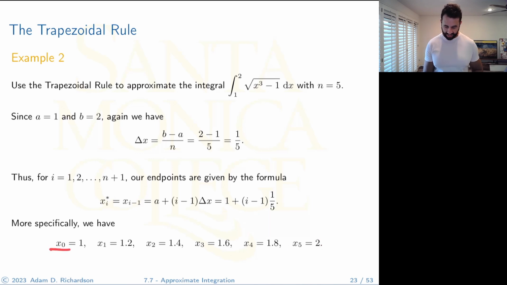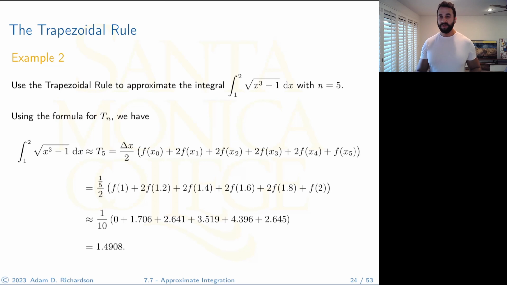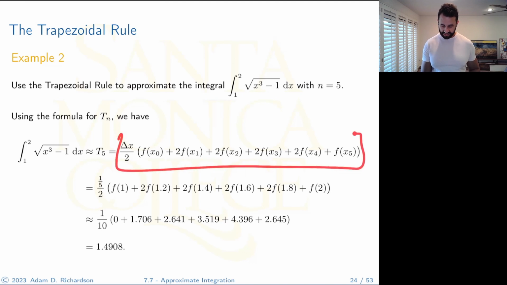So here's A, here's B, and then here are the intermediate points, you could say. All right, now we're going to plug that into our formula. Remember, each of those intermediate values gets doubled. So this is actually an explicit list of what the sum is going to look like.